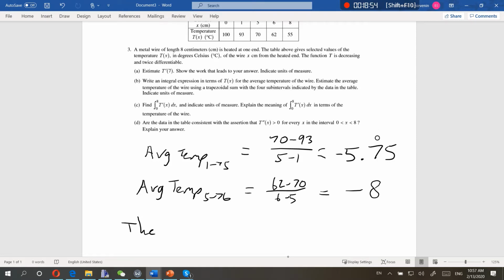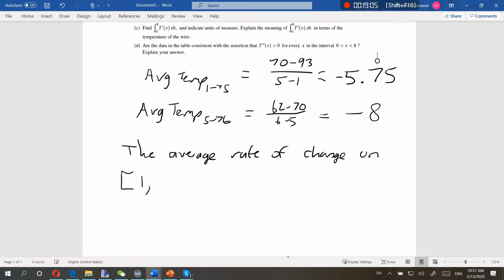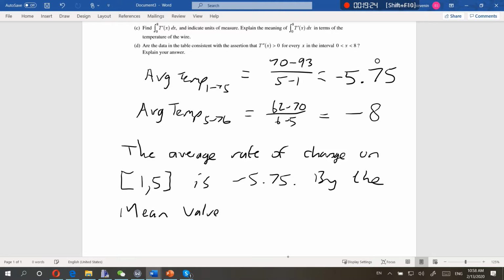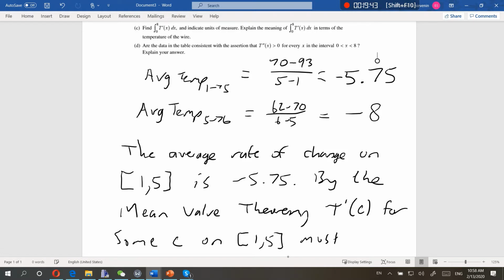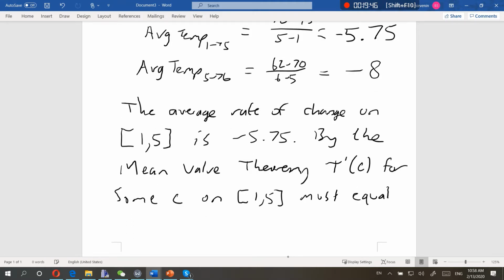The average rate of change on the interval 1 to 5 is negative 5.75. By the mean value theorem, T prime at C for some C on 1 to 5 must equal negative 5.75.